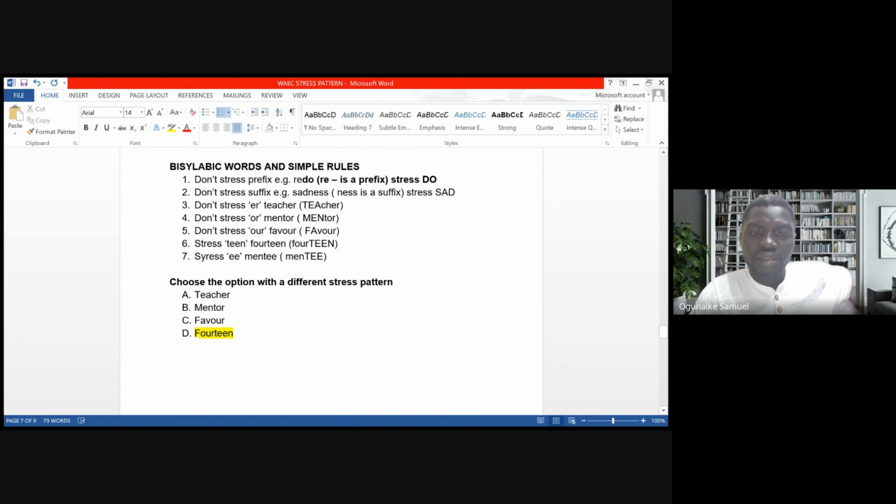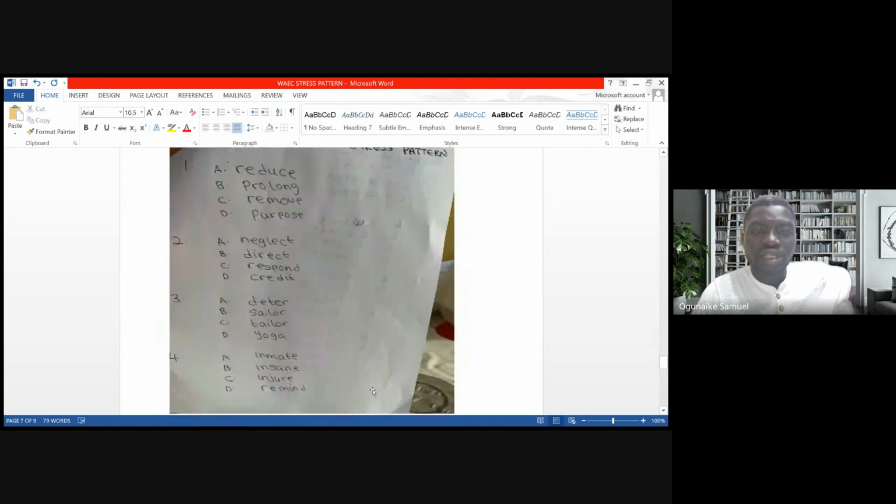Okay, so that's it. This is just an example of what you have here. Now, in "reduce", understand that this "re" is not a prefix. In "prolong" and "remove", the "re" is a prefix. So in "remove", the stress is on move; in "purpose", the stress is on pair; in "prolong", the stress is on long. So you have this, this, and this.